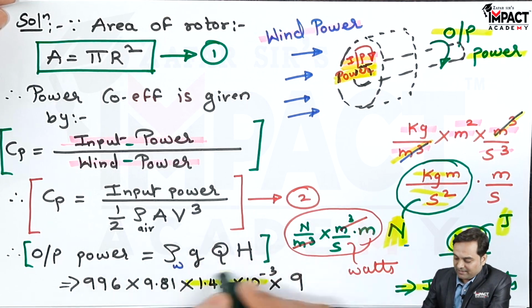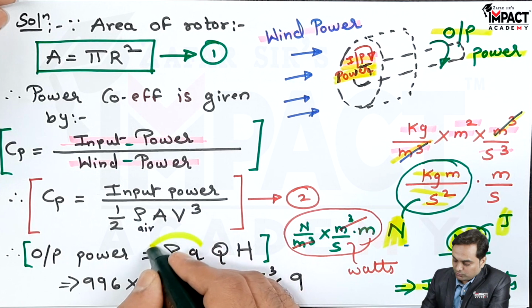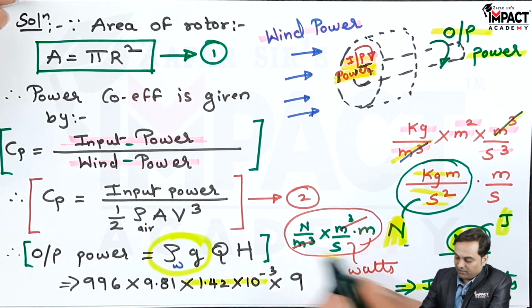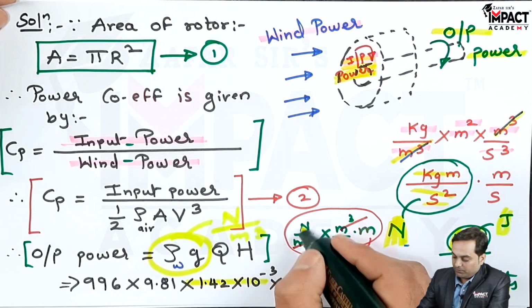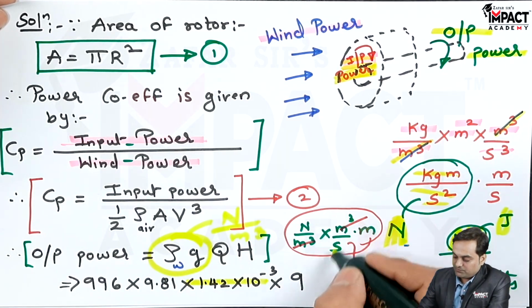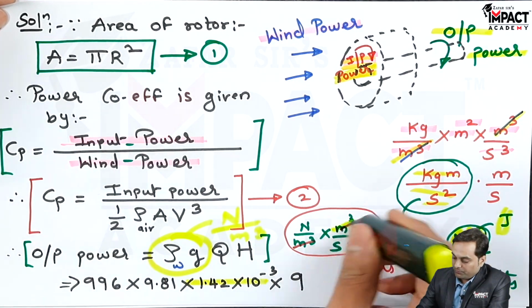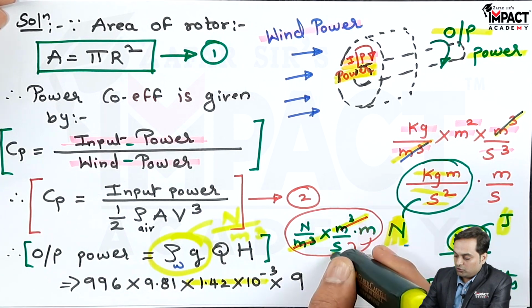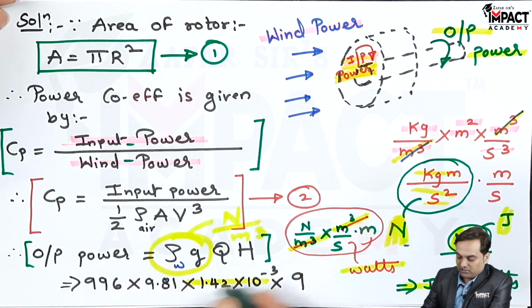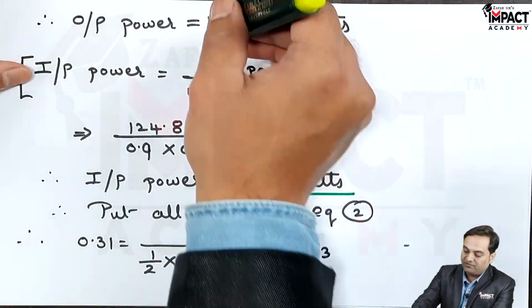Now here I will also check the unit. Density into G is called weight density, which has a unit of Newton per meter cube. So Newton per meter cube into capital Q, which is meter cube per second, into capital H, which is in terms of meter. So meter cube will get cancelled out. Newton into meter is joule, joule per second is watts. So again here output power is in terms of watts. The answer is 124.87 watts.